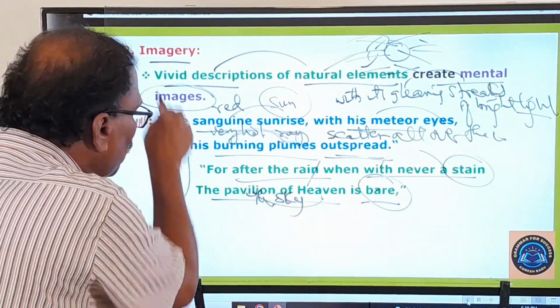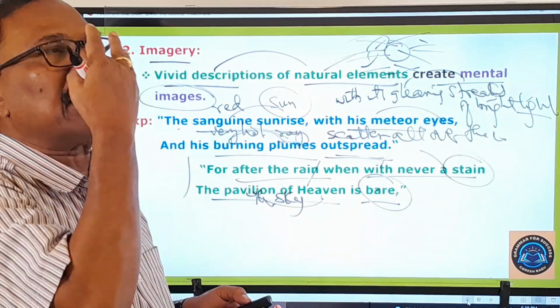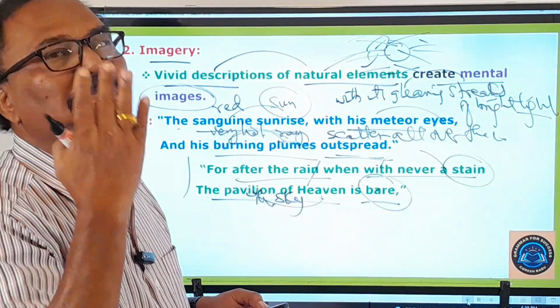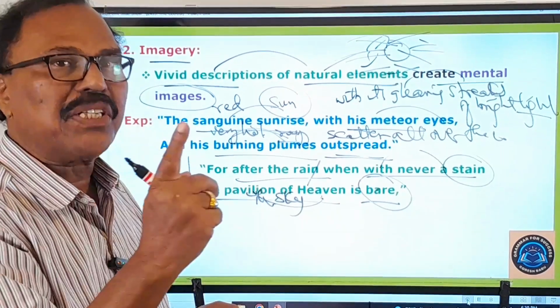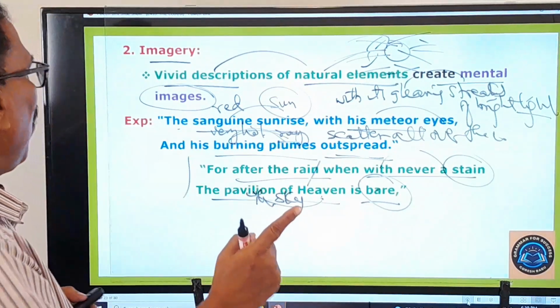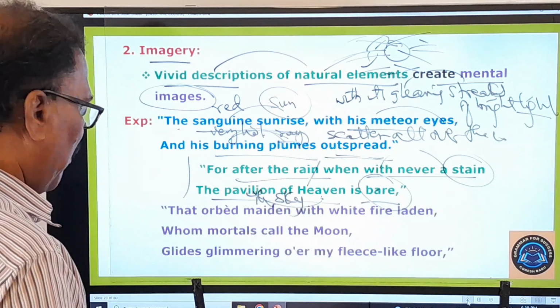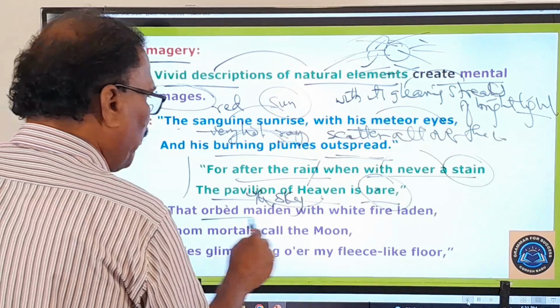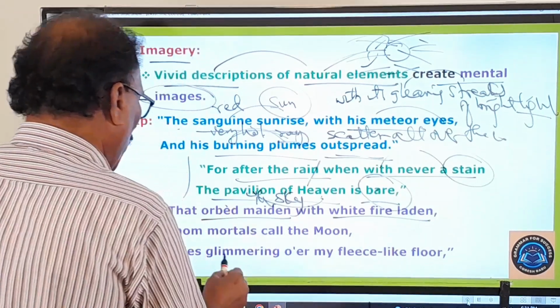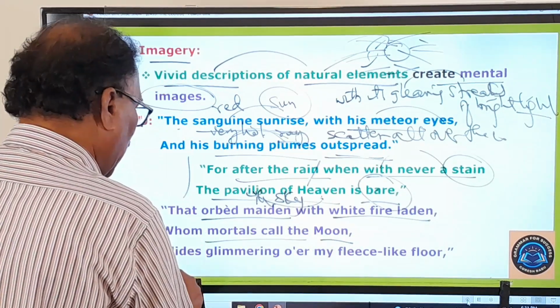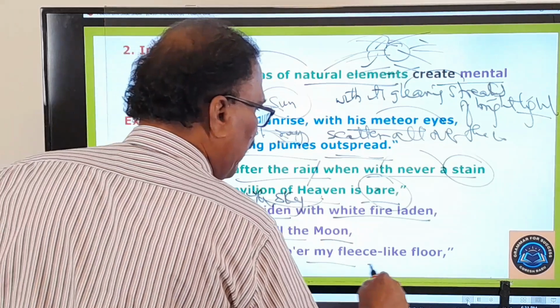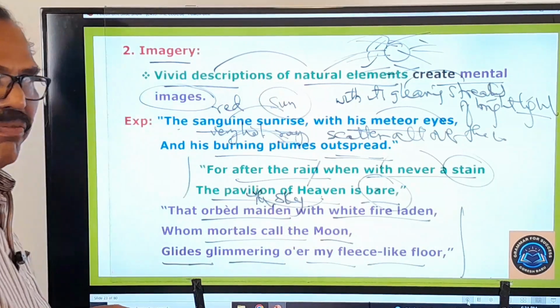So when you read these two lines, what happens? You get a beautiful mental picture. So that mental picture itself is called imagery, right? And I think one more example I have given you: that orbed maiden with white fire laden, whom mortals call the moon, glides glimmering over my fleecy like floor. I have given you the meaning of these lines also.